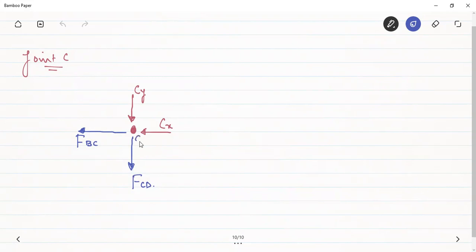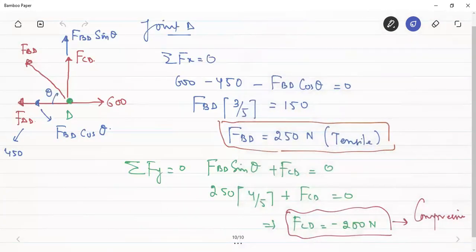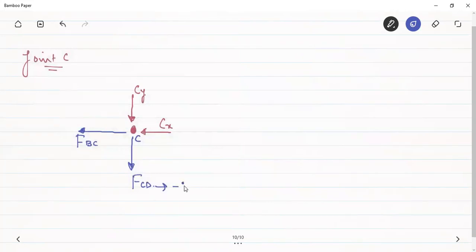But since I am assuming all the members to be tensile and I am showing this wrong direction here, I have to take the negative value of CD, that is minus 200. Because it is not the actual direction of CD, CD is actually in the upward direction. I could have shown that also in the upward direction, but that time I would have to take the positive value of CD. But since I'm showing the wrong direction, I can take it to be minus 200.